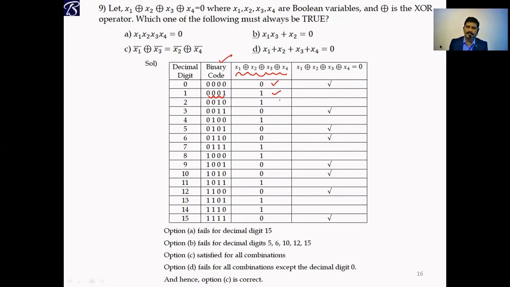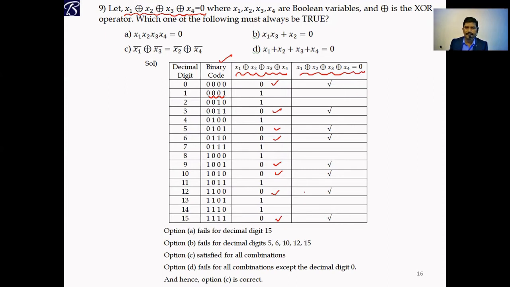So after filling this, now consider he has given x1, x2, x3, x4 equal to 0. So wherever the output is 0, you need to tick here. This is 0, this is 0, and this is 0, this is 0, 0, 0, 0, 0, right? Like this, the 0 terms we need to tick.